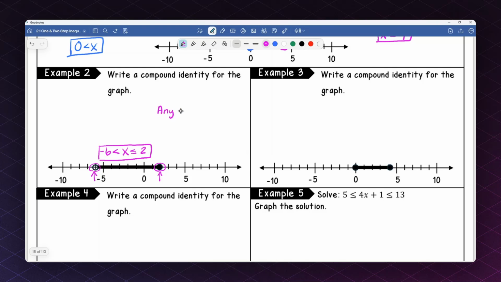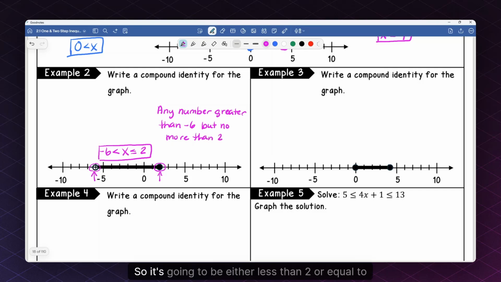any number greater than -6, but no more than 2. So it's going to be either less than 2 or equal to 2, and then it's going to be greater than -6.